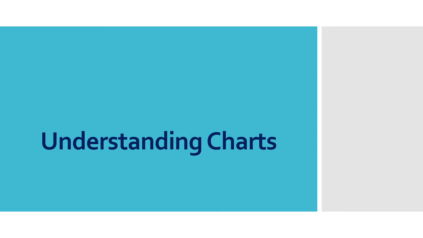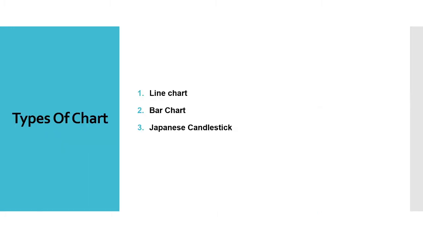Chart types help us to identify trends in the market. So, it is essential to know how to read the chart. For understanding the charts, we need to know what charts are and what types of charts there are. There are three main chart types which are used by different traders.